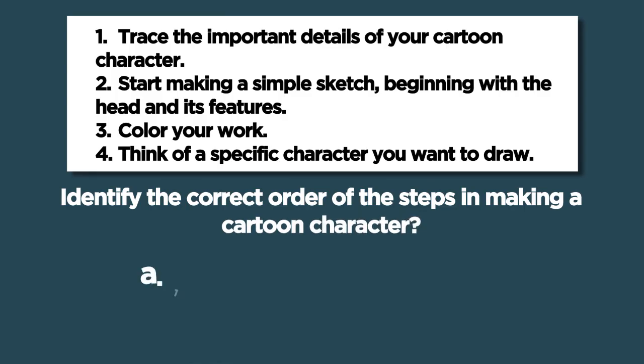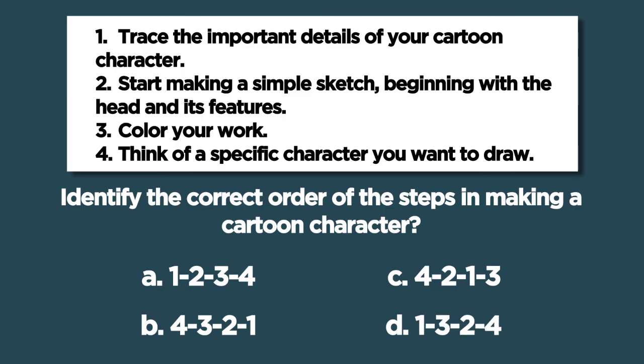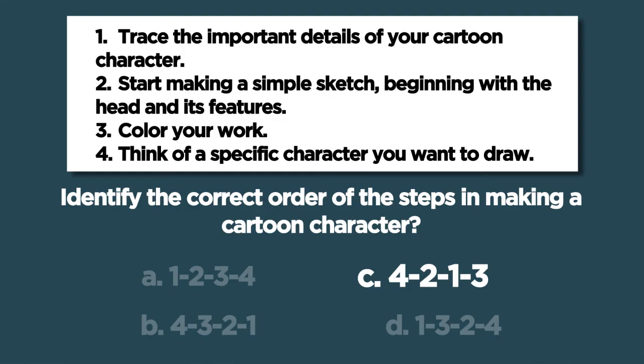Identify the correct order of the steps in making a cartoon character. 1. Trace the important details of your cartoon character. 2. Start making a simple sketch, beginning with the head and its features. 3. Color your work. 4. Think of a specific character you want to draw. A. 1, 2, 3, 4. B. 4, 3, 2, 1. C. 4, 2, 1, 3. D. 1, 3, 2, 4. The correct answer is letter C. 4, 2, 1, 3.